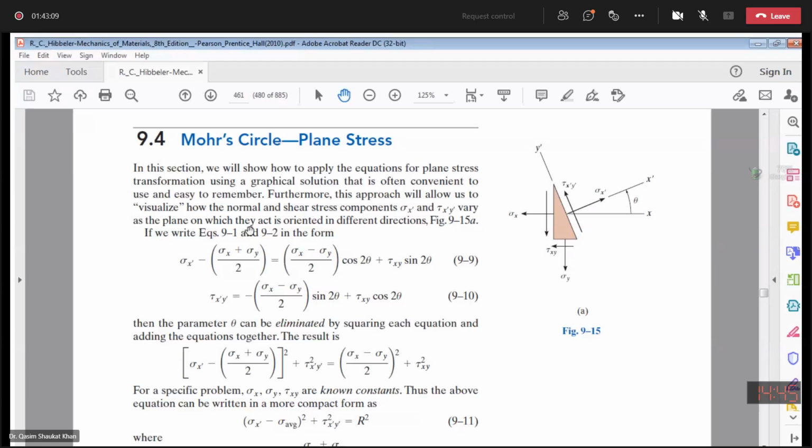Just like in your regular x and y axis, you know that each point on the plane in the graph has a particular set of x and y values. Similarly, your normal stress here will be your horizontal axis, and this shear stress will be your vertical axis. You can see the shear stress is on the y-axis, normal stress is on the x-axis. So every point will have a particular set of sigma x and tau xy.